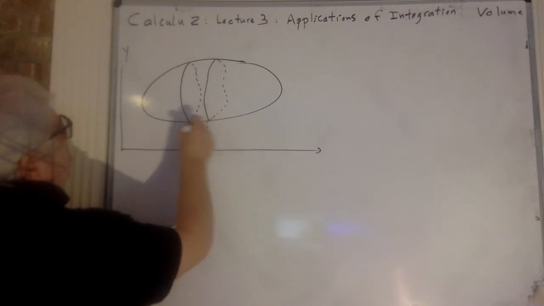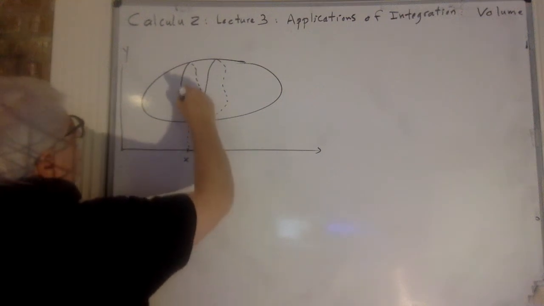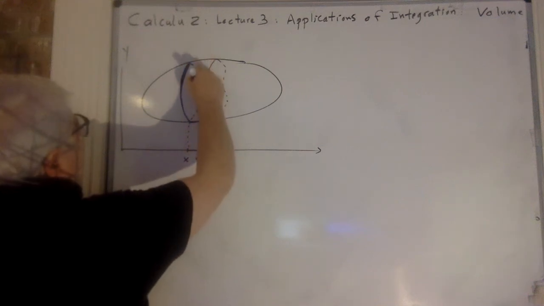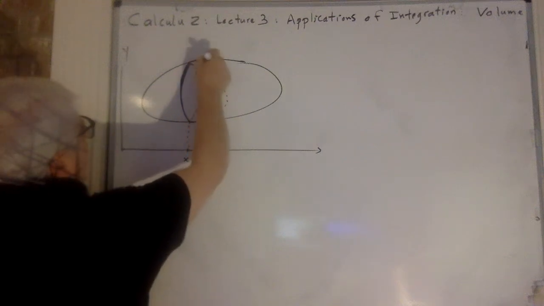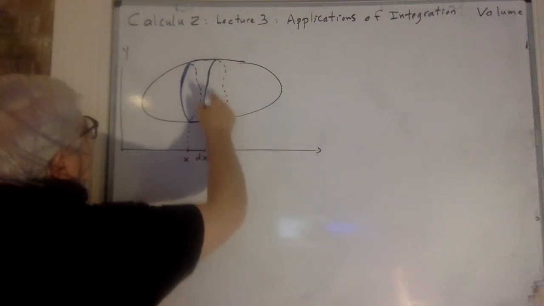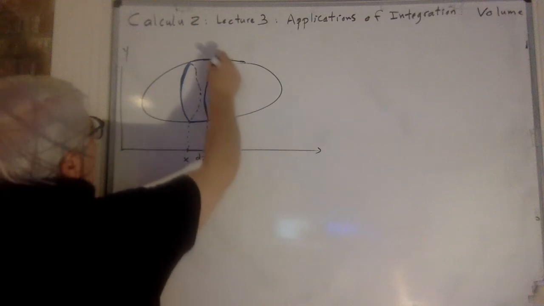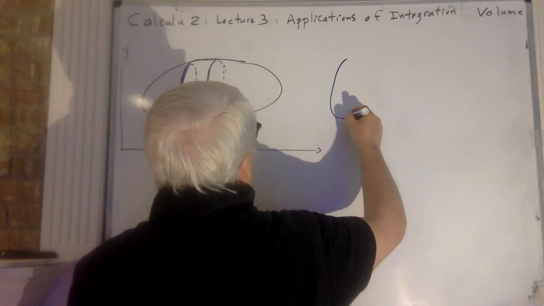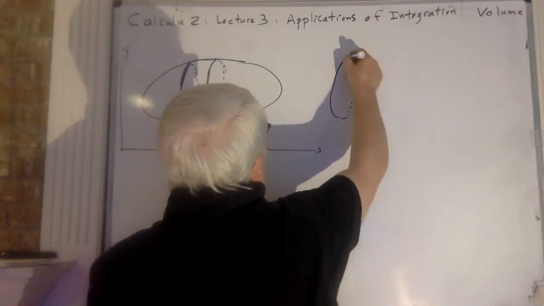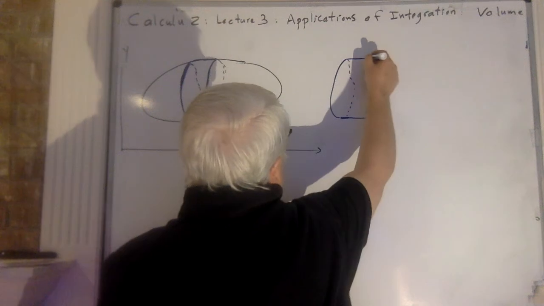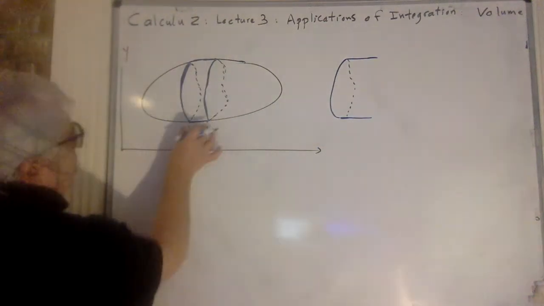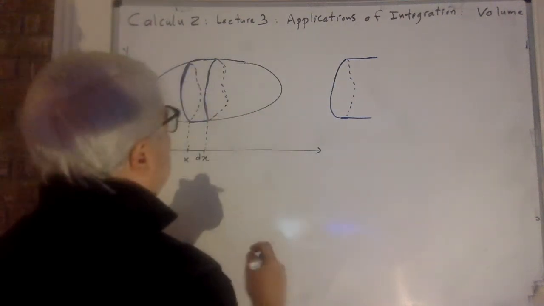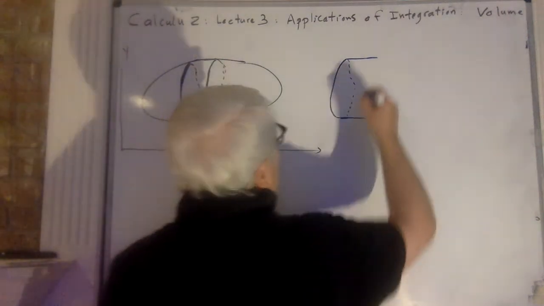Doing this, I will get some cut, or let's say some portion of this solid, that looks like this. Let's assume that these are straight lines, because this dx is very small, so we can assume that it's basically this infinitesimal. So we have something like this.